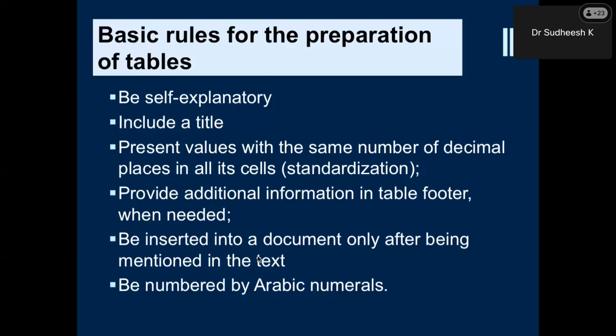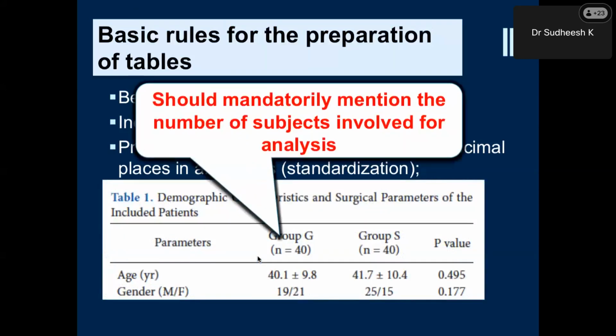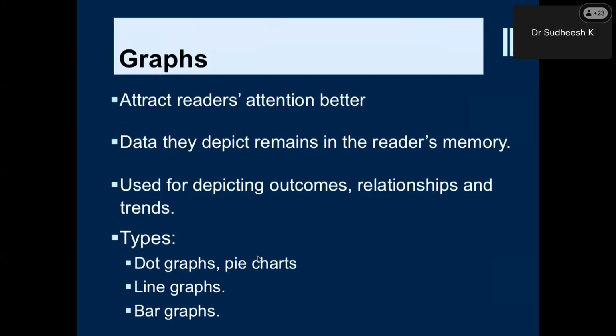You have to mention the table. You should mention the table number. You should cite the table number in the results section whenever you are including it in the manuscript. And it should preferably be numbered by Arabic numerals. You should mandatorily mention the number of subjects involved in the analysis.